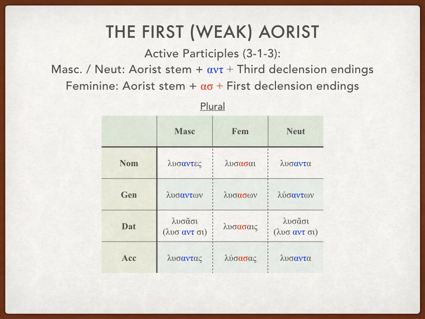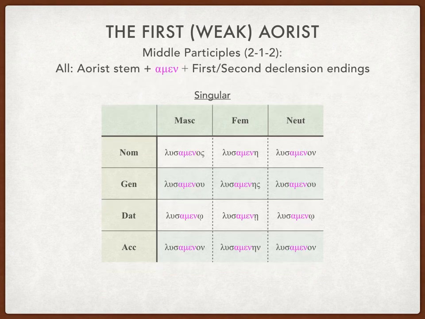Lusasi in the dative, but that makes sense too because it's just lus with ant and si, what you can see in the parentheses, and you already know that sigma beats up tau and nu, which is going to lengthen the alpha to long alpha, lusasi. Lusasais in the feminine, and lusasi as well for the neuter. And then accusative plurals, lusantas, lusasas, and lusanta. Remember, the neuters are going to copy the nominative and the accusative, and that's all there is to any first or weak aorist participle. That's the active voice.